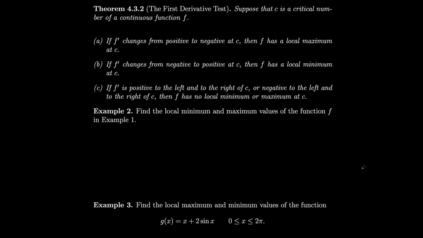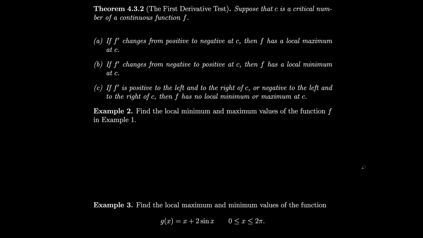For our next test, we have the first derivative test. Suppose that c is a critical number of a continuous function f. That is, a number where the derivative is 0 or undefined. Then, if the derivative changes from positive to negative, we have a local maximum. If the derivative changes from negative to positive, we have a local minimum. If the derivative is positive to the left and right, or negative to the left and right, in other words, the derivative does not change sign, then f has no local minimum or maximum there.